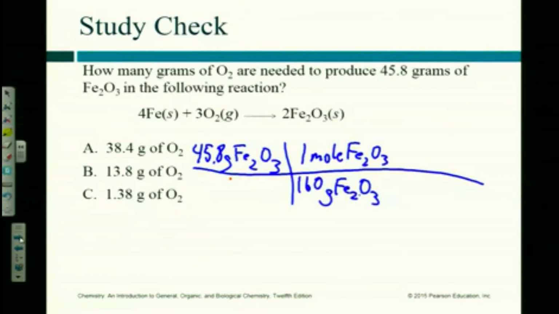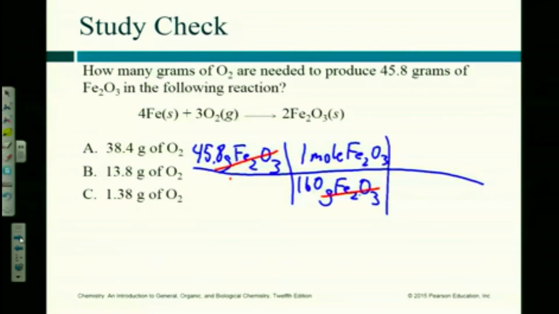Where did I get that 160 from? Periodic table, right? 2 irons and 3 oxygens. That's the molar mass. We talked about that in class. So what do we have? Grams of Fe2O3 cancel. So now we have moles. Once we have moles, what can we use? Now we have moles, we can use our what? Mole-to-mole ratio from the balanced equation.